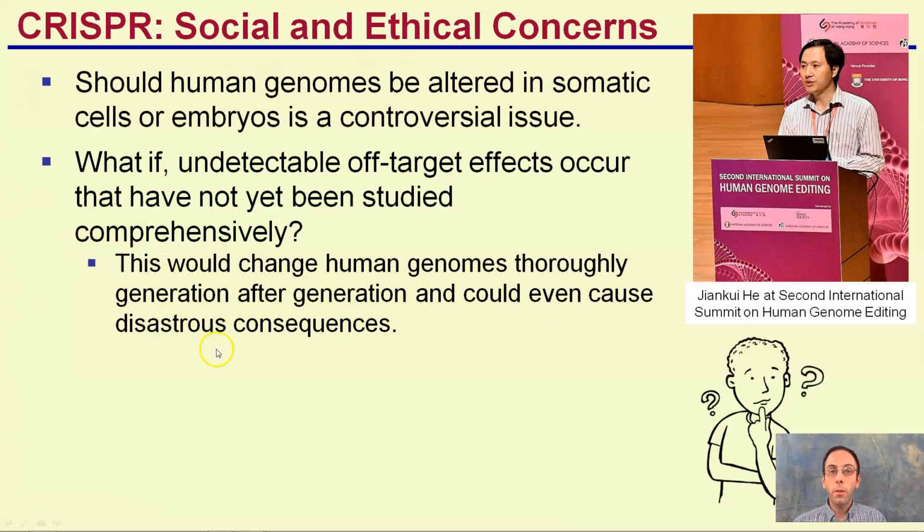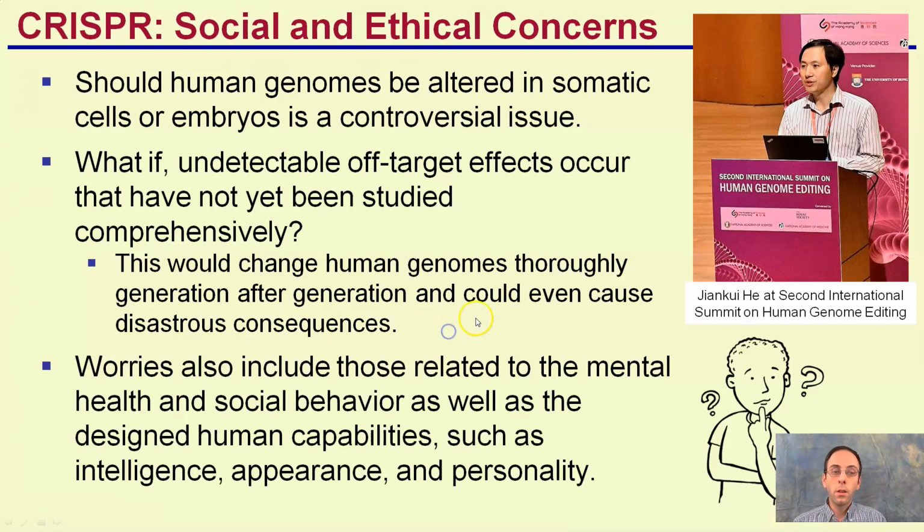So think about if you modify all the genetics of a lineage or generation now, even if you don't do it in the future, those modifications will be passed on. So these cause worries and include related to mental health, social behaviors, designing human capabilities such as intelligence, appearance, personality, vision, eye color, a whole bunch of different things. So there's just social and ethical concerns with this technology because it is genetic modification.